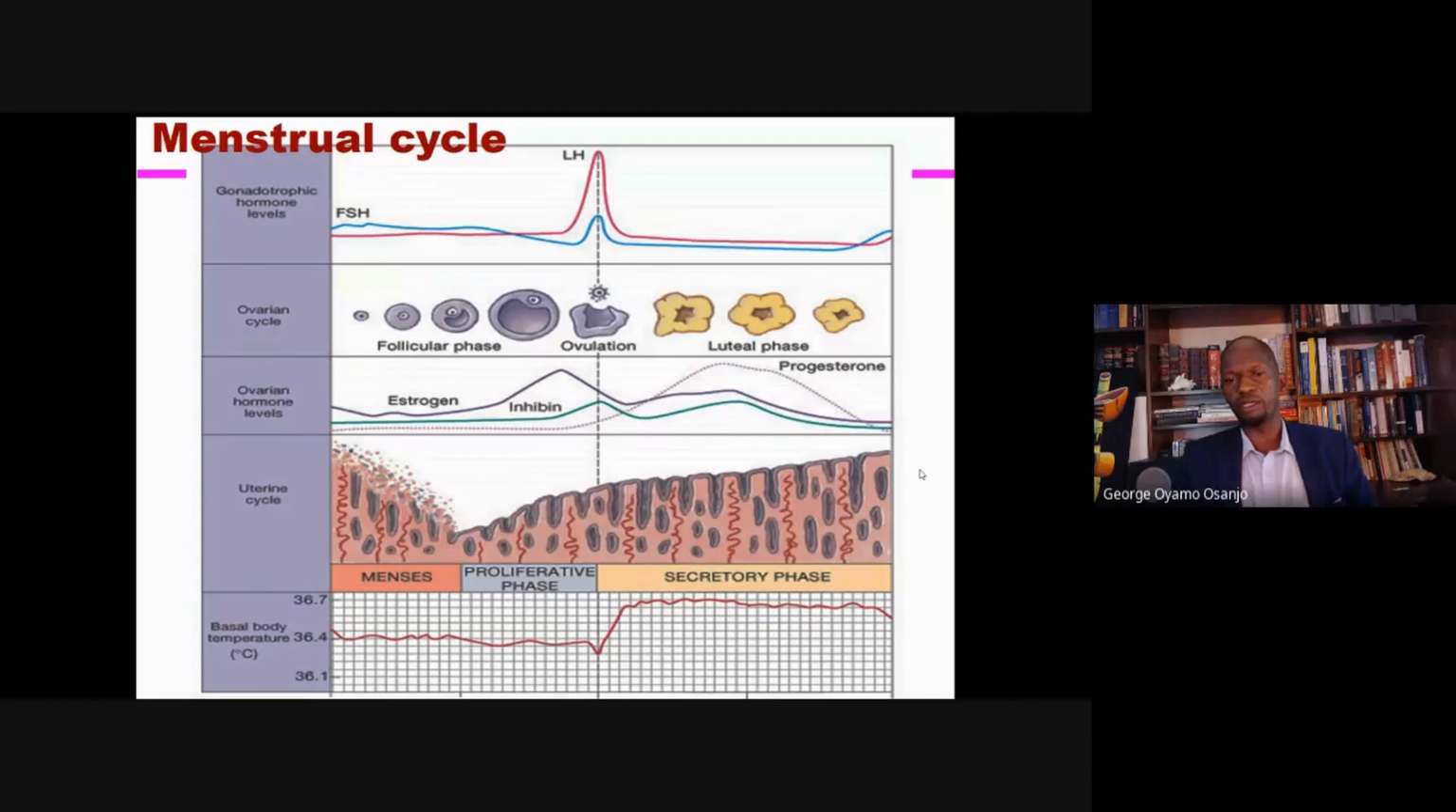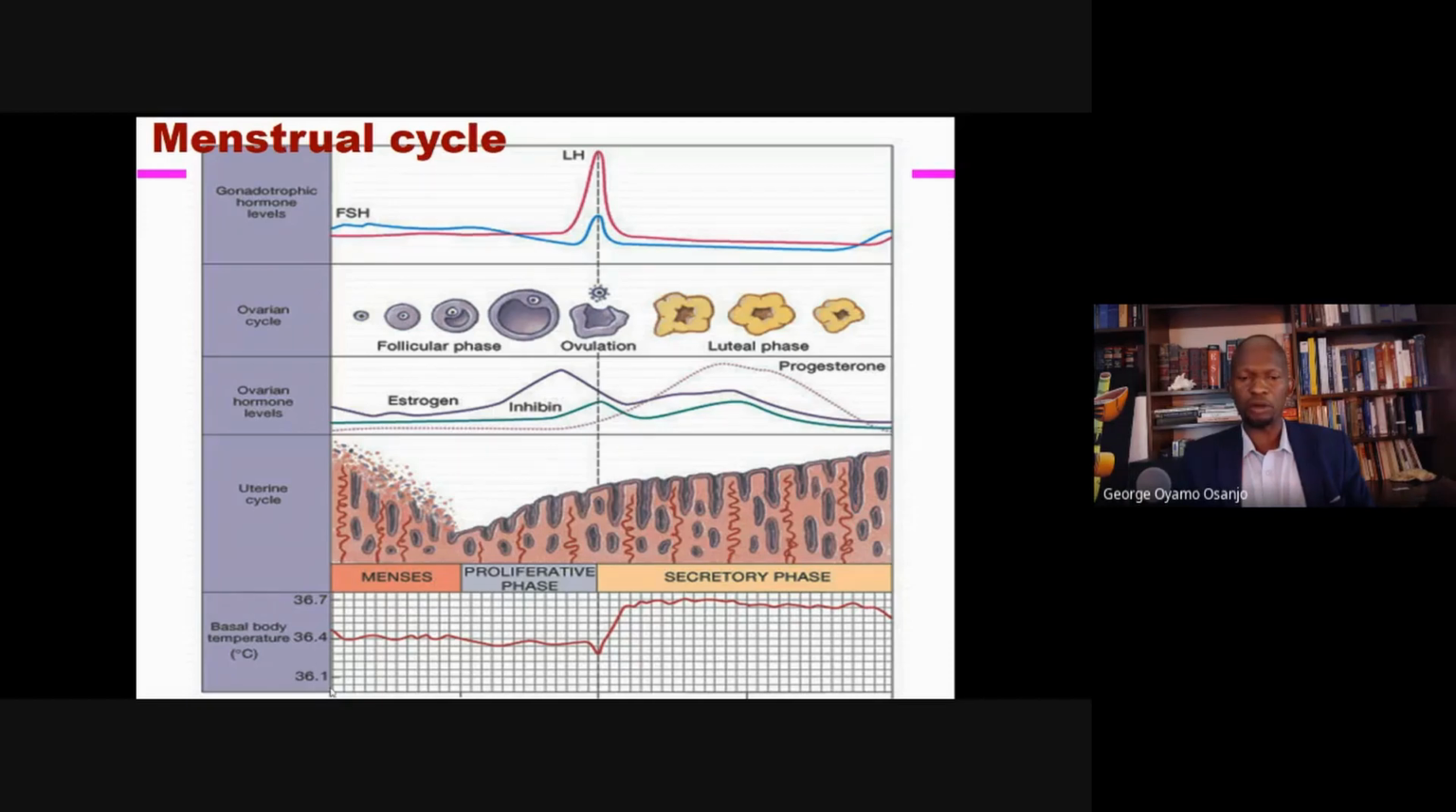It does vary depending on many things, the genetic background of the person, or perhaps even the nutritional status. So if you look at this diagram, which has segregated the menstrual cycle into the endometrial cycle, here also written uterine cycle, and also the ovarian cycle, which is up there. I hope you can see the cursor.